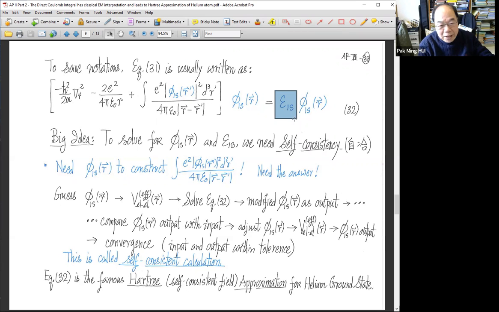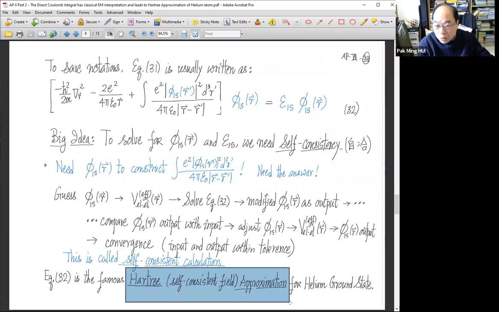Okay, now let me tell you the name. I don't like names, so many names in physics. Now, if you understand this setup, then you should know the name of this equation or this method. This is the famous Hartree approximation, also called self-consistent field theory. Hartree approximation applied to the helium ground state problem.